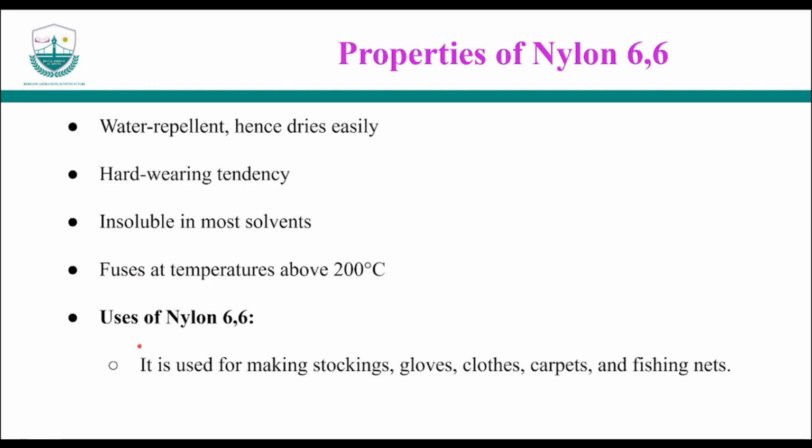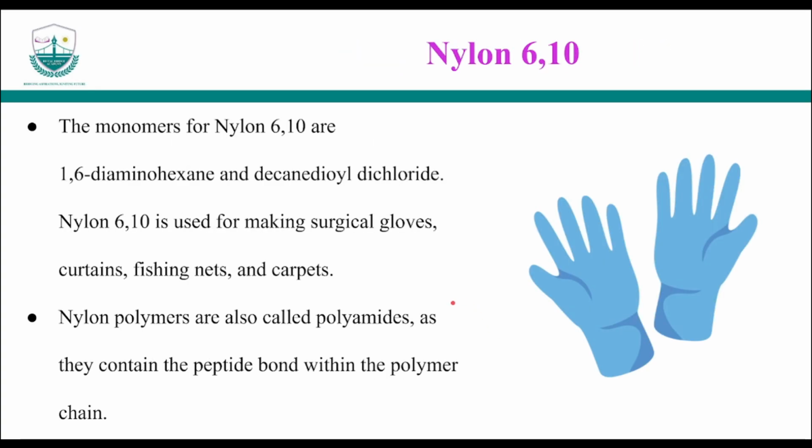Okay, so nylon, we use it for many purposes. Nylon 66, we use it in making stockings, gloves, clothes, carpets, and fishing nets. And then we have nylon 610.